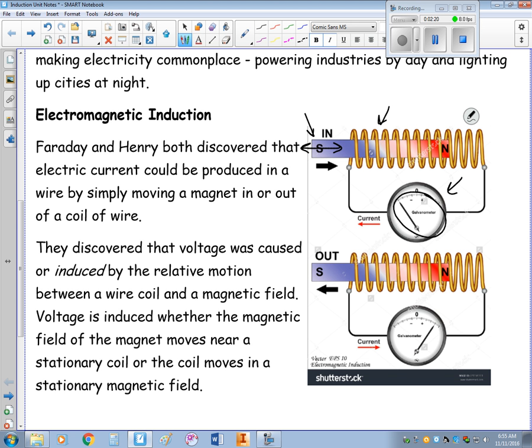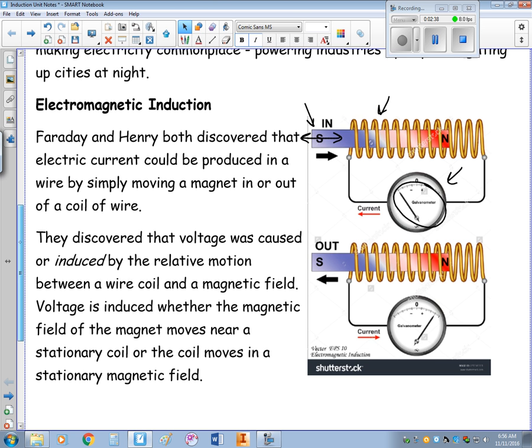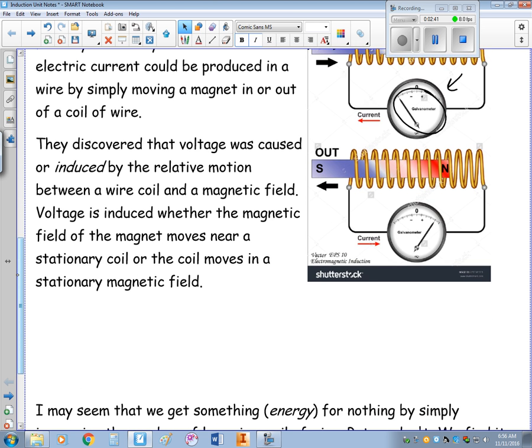Notice that when the magnet goes in, the needle deflects one way. When it's pulled out, the needle deflects a different way. That's kind of important. Also, the magnet has to be moving. If the magnet is stationary, there is no current produced. So what they discovered was that voltage, which is one measurement of electricity, was induced by the relative motion between the wire coil and the magnetic field. If you kept the magnet stationary and moved the coil, that would generate a voltage.